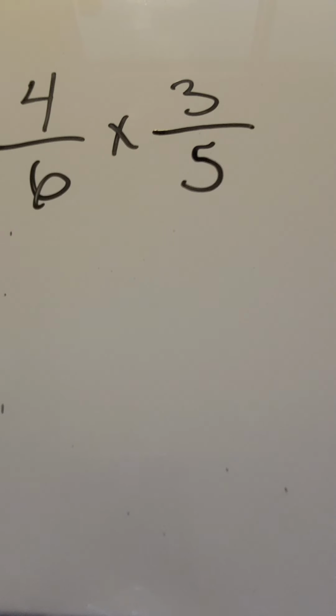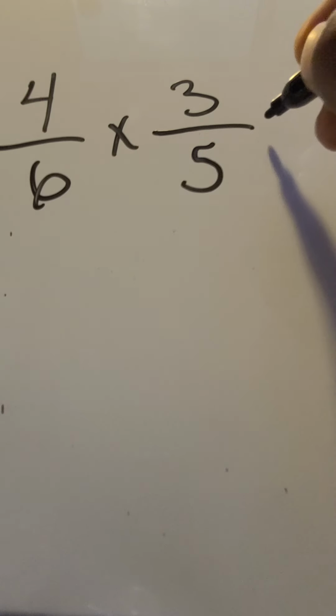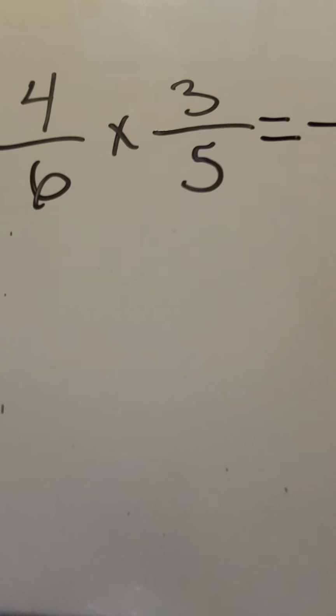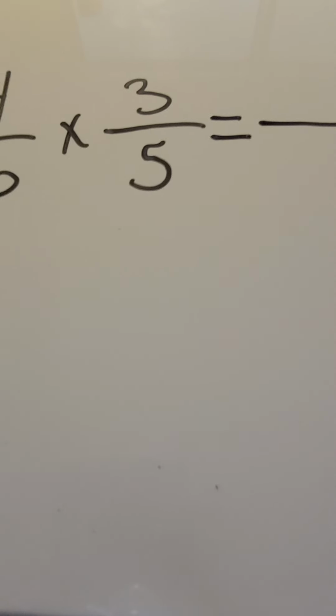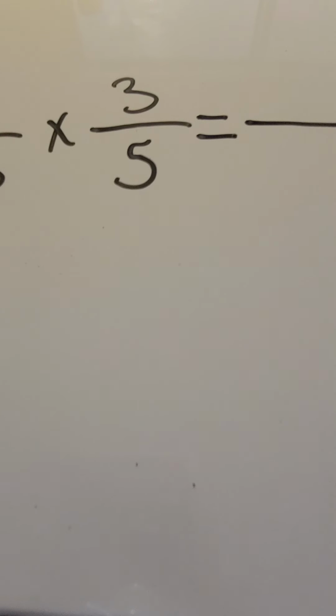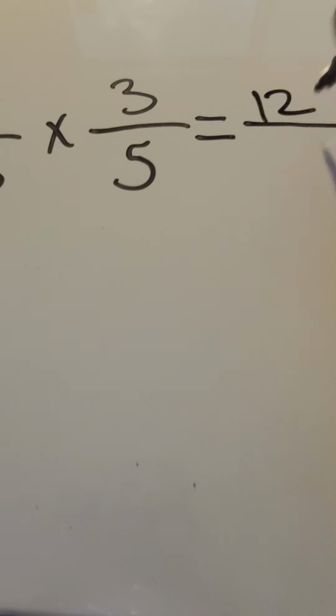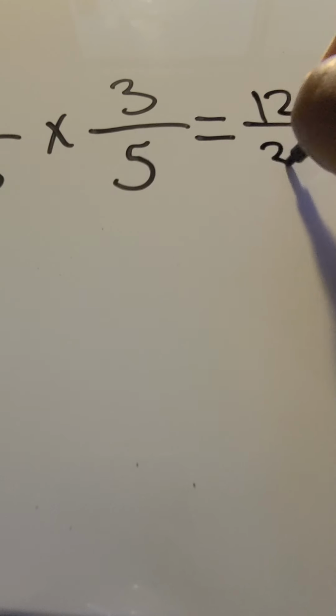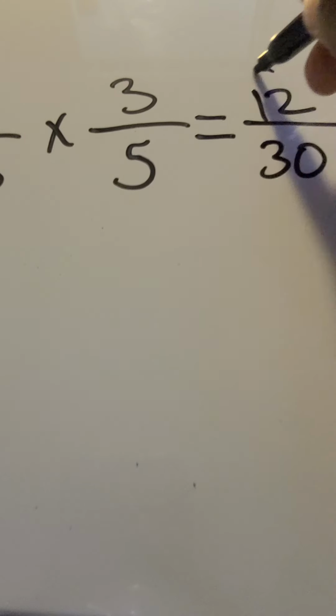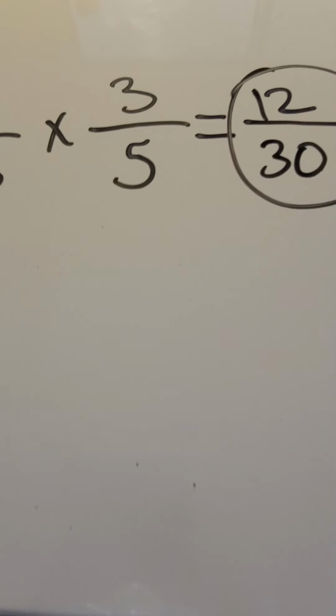Now what we want to do is simply multiply the numerators together to get our answer for the numerator part, and multiply the denominators together for our denominator part. So we have 4 times 3, we get 12. 6 times 5 is 30. So this is our answer, 12 over 30.